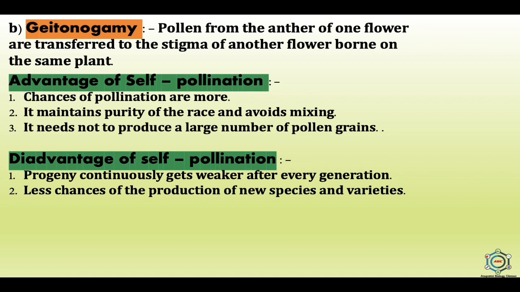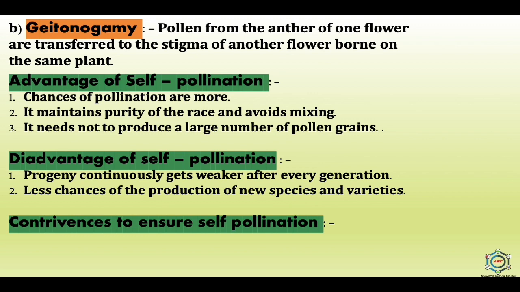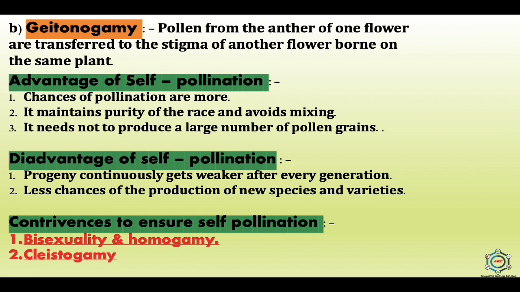Now, what are the contrivances to ensure self-pollination? First one is bisexuality and homogamy. If the flowers are bisexual and both the sexes mature at the same time, it ensures self-pollination. Second is cleistogamy. In some cases, flowers are bisexual and cleistogamous, that means they remain closed, so they will show self-pollination, never cross-pollination. And the last is bud pollination, because the pollination occurs in bud condition before the opening of the flower, that means the anthesis condition. So this also ensures self-pollination. So these 3 are the contrivances to ensure self-pollination.